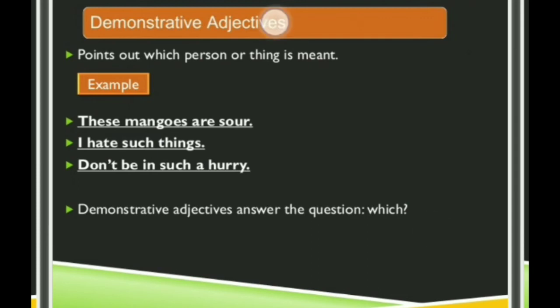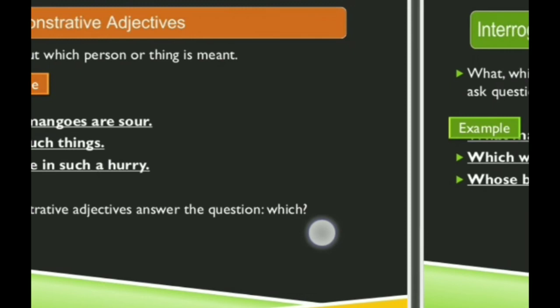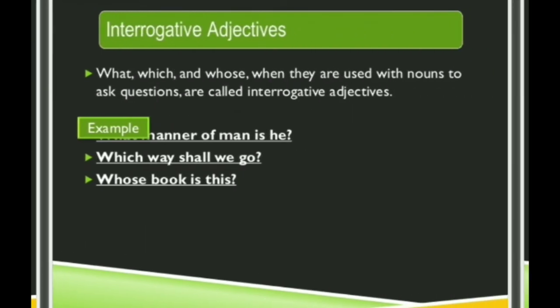Okay, interrogative adjective, very easy. What is the meaning of interrogation? Interrogation means to interrogate or to ask questions. The word interrogation or interrogative only means to ask questions. So any WH word like what, which, whose, when, all these are interrogative adjectives. For example, whose book is this? Over here the interrogative adjective is whose.